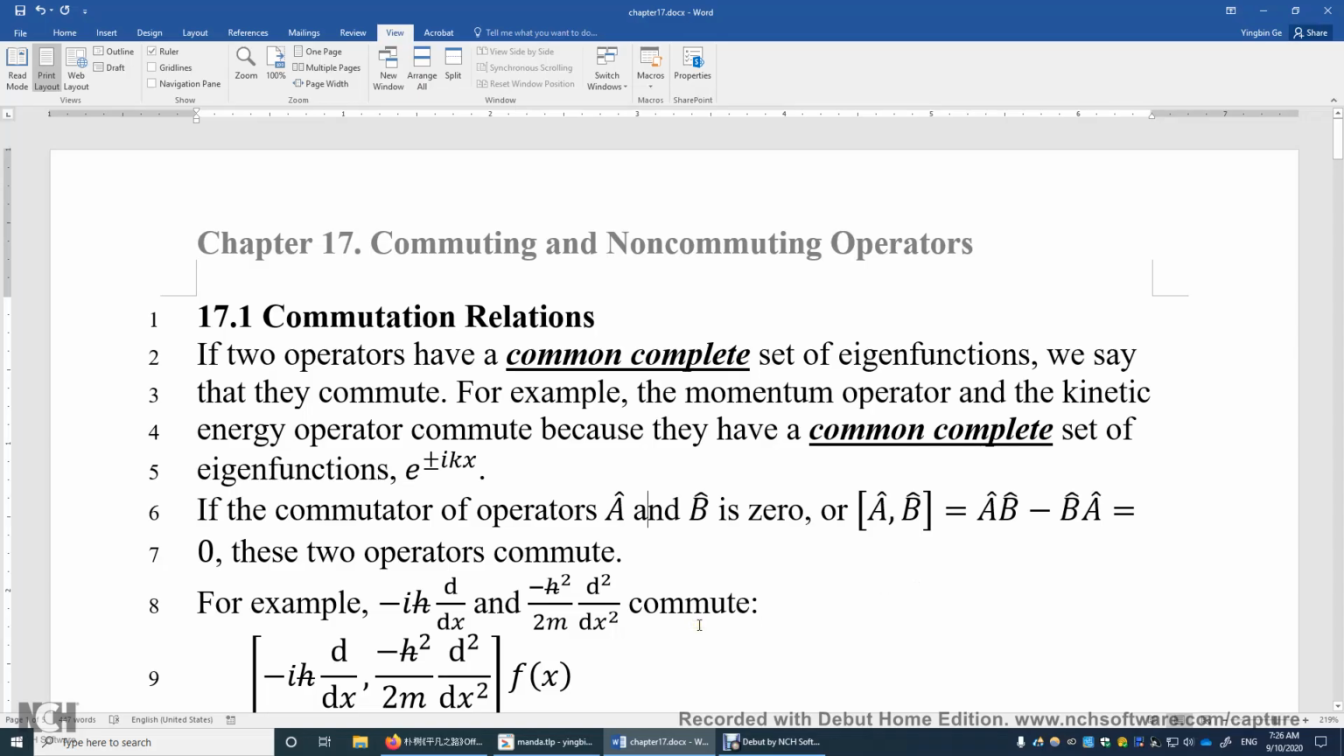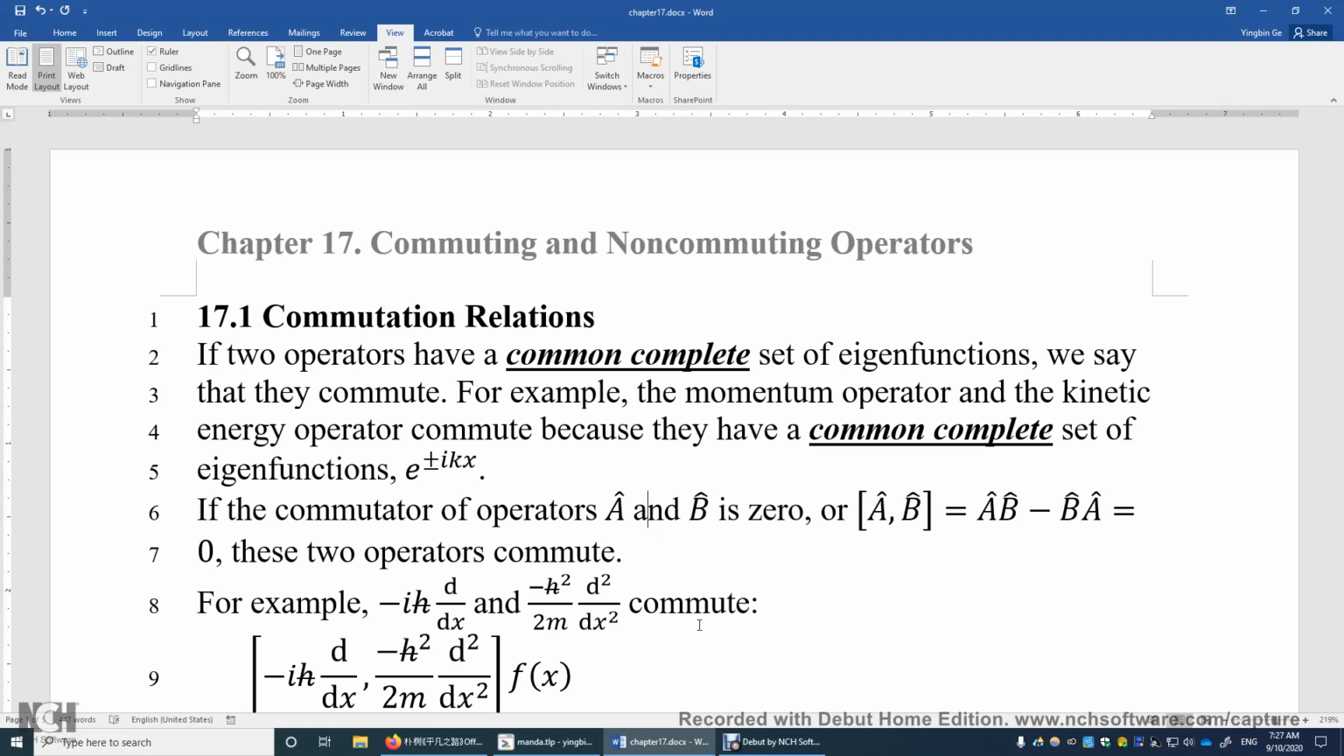This is Physical Chemistry, Part 3, Quantum Chemistry, Chapter 17, Commuting and Non-Commuting Operators, Section 17.1, Commutation Relations. If two operators have a common complete set of eigenfunctions, we say these two operators commute.